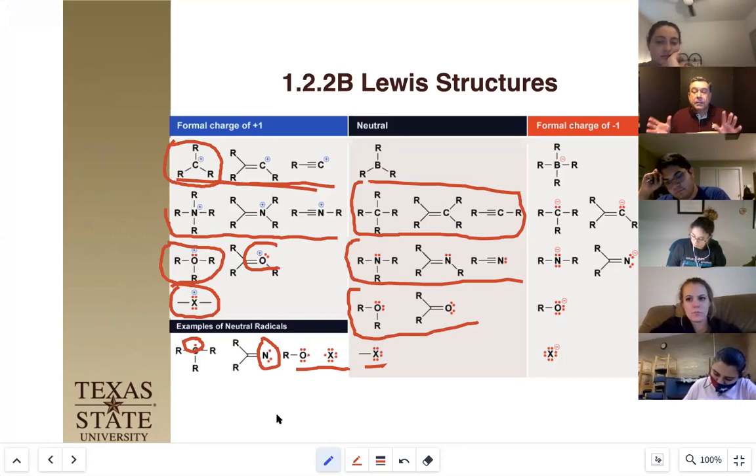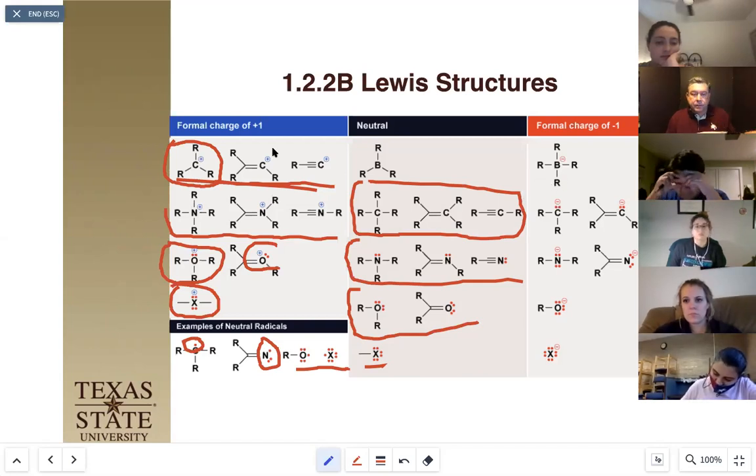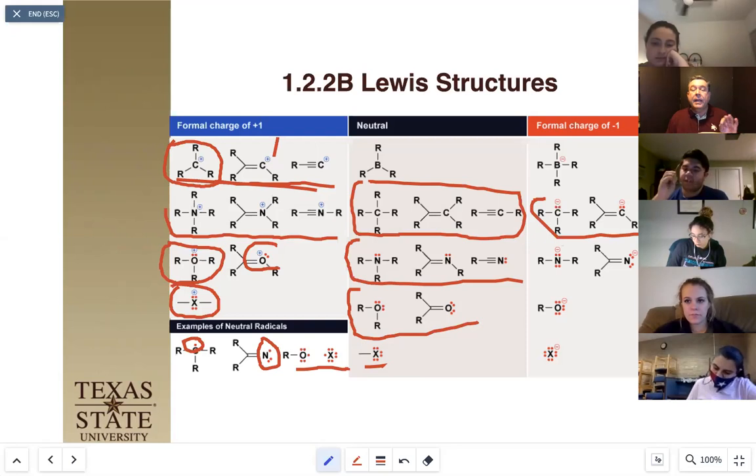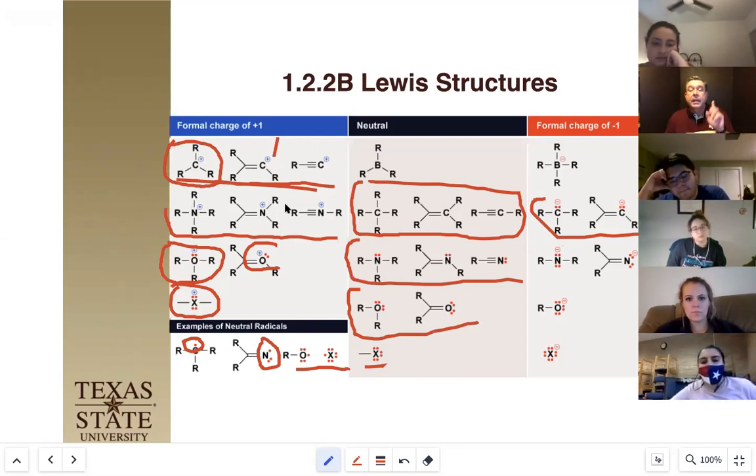Now let's move over to -1 charges. This means, of course, our formal charge is negative, and they tend to be on the more electronegative atom, and these are on the less electronegative atom. So in this case here, the only place for it to be is on carbon. So we can actually have a positive or negative charge on carbon in many cases.